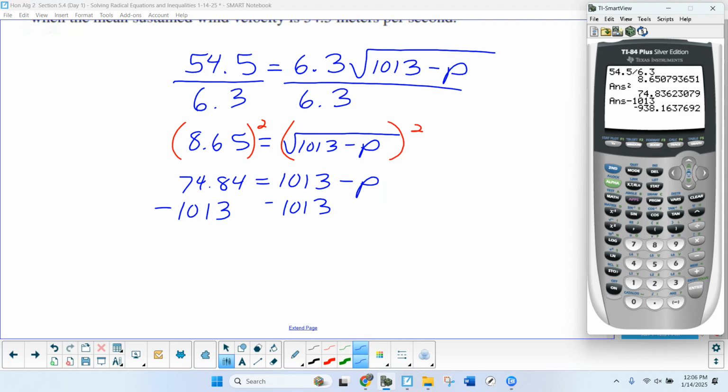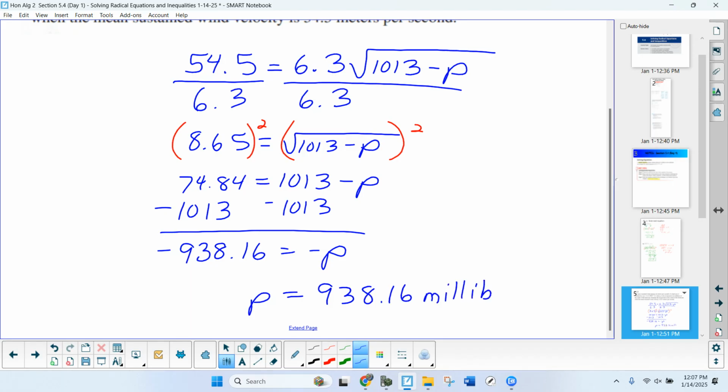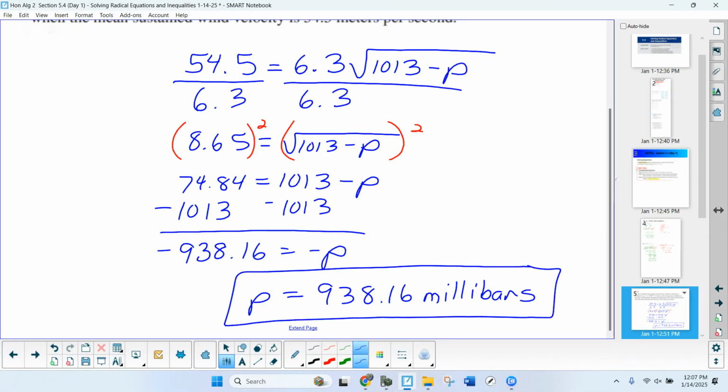I got negative 938.16 equals negative P. So what does P equal? 938.16 millibars are the units for wind velocity. So they just tried to give you a word problem, but really we're just doing what we just did. You could check it. It works. Are we good there?